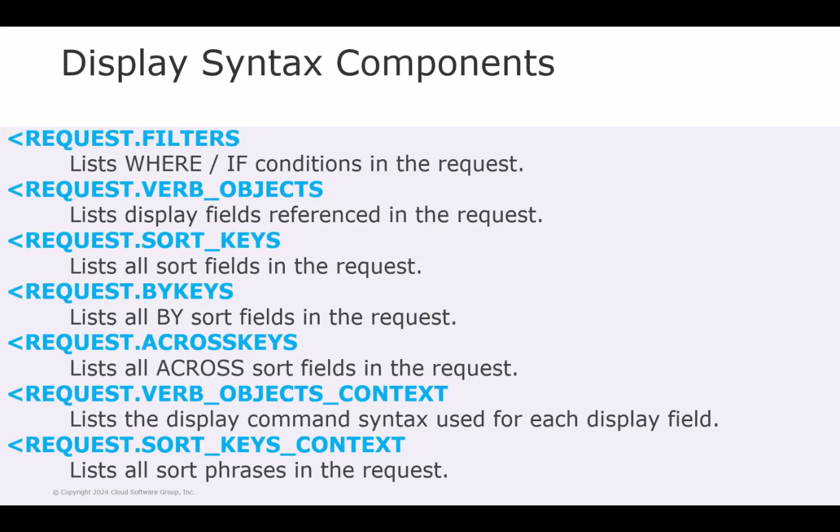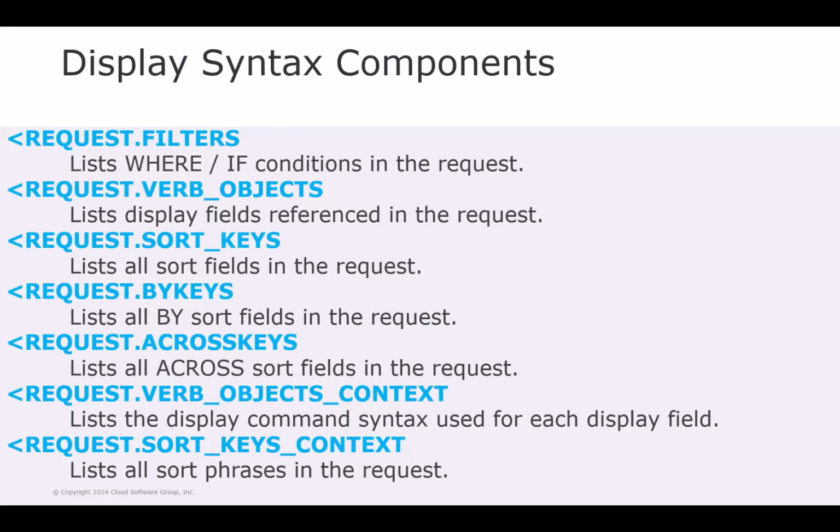And what if I want the verb objects? Well, I'll use request.verb_objects. What if I want to see all the sort fields, whether they be by or across fields? I can use request.sort_keys as the attribute reference in the heading or footing. If I want just the by fields, then I would do request.byKeys.